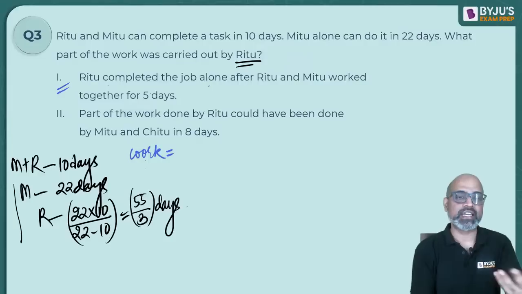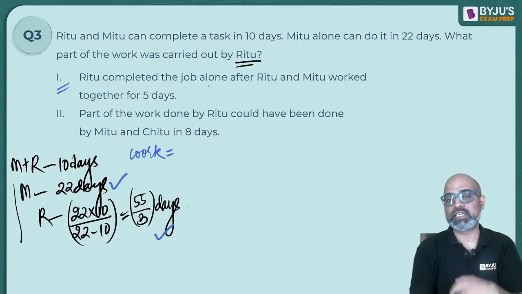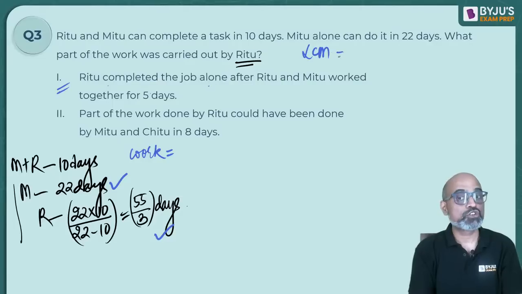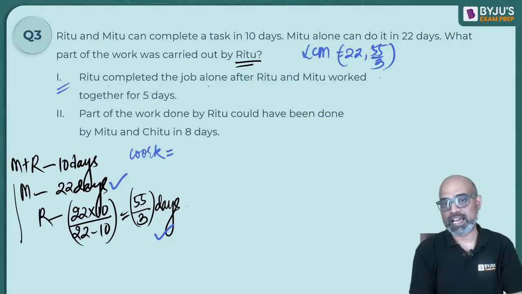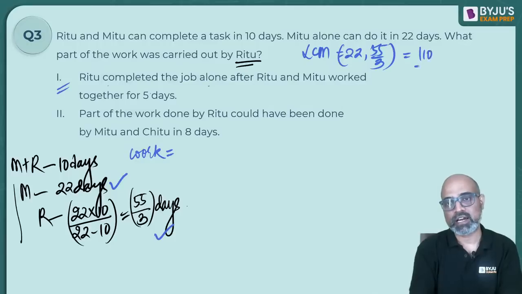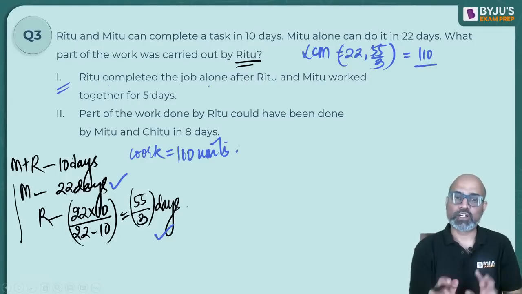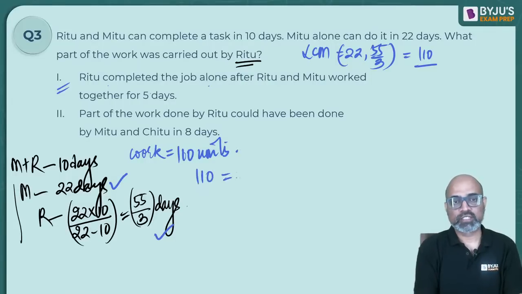But I prefer taking the LCM of the individual days that we have. So 22 और 55 by 3 का LCM लूंगा. And I will assume that is the total work that we have, that they are trying to finish. Okay? So 22 और 55 by 3 का LCM, 55 by 3 का LCM तो 55 है, 22 और 55 का LCM will become 110. So I will take 110 units of total. Okay? So far.